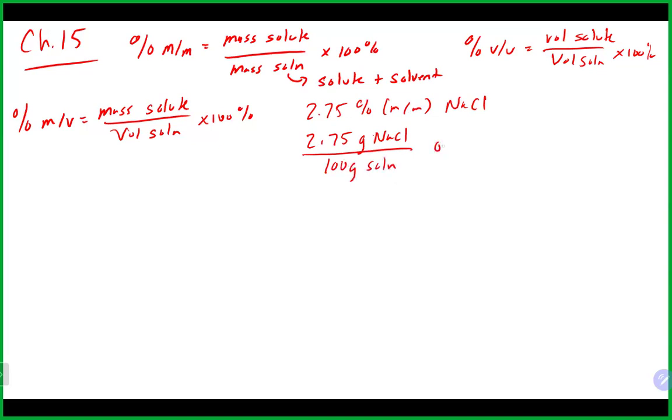Or you could use it like a conversion factor and flip it around the other way, with 100 grams of solution containing 2.75 grams of sodium chloride. So sometimes it's easier to just convert it into a conversion factor. You could also just plug and chug into the equation and solve for whatever you're looking for. It's really the same math and it should come out the same regardless of which way you do it.